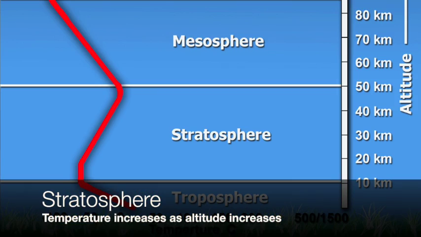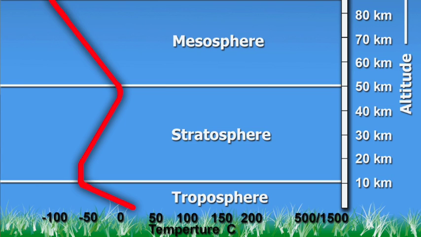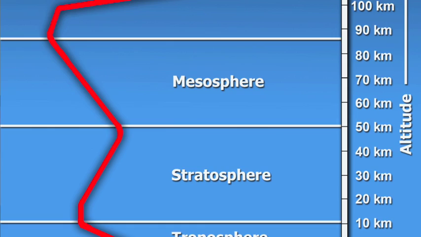In the stratosphere, the temperature increases as altitude increases. Because the ozone layer is absorbing so much of that incoming solar radiation, it increases the temperature of the stratosphere as you go up in altitude. And then we go to the stratopause and then the mesosphere.